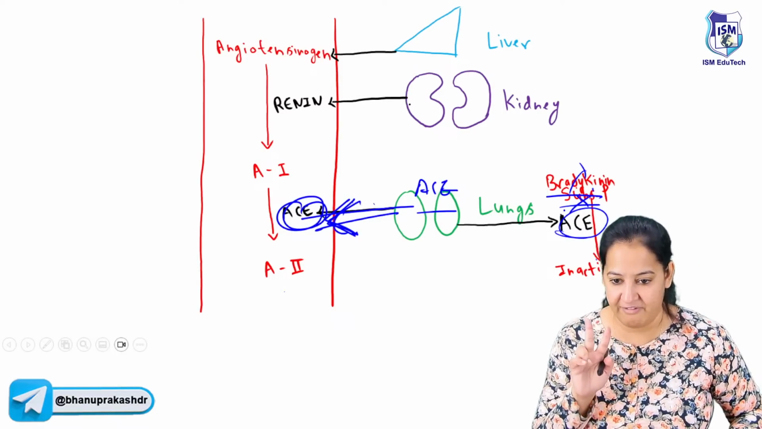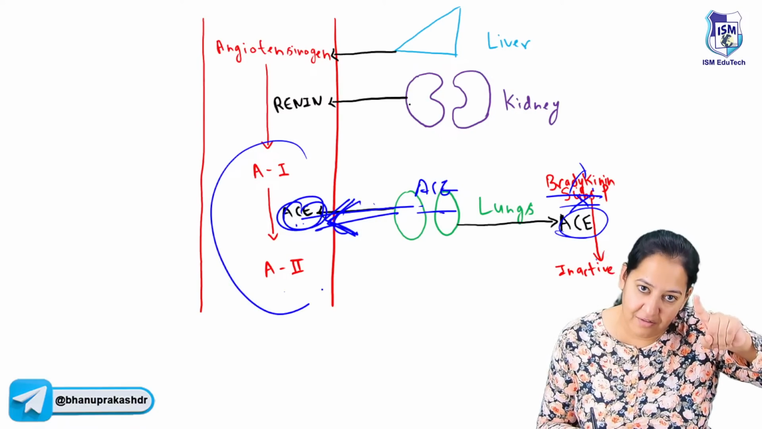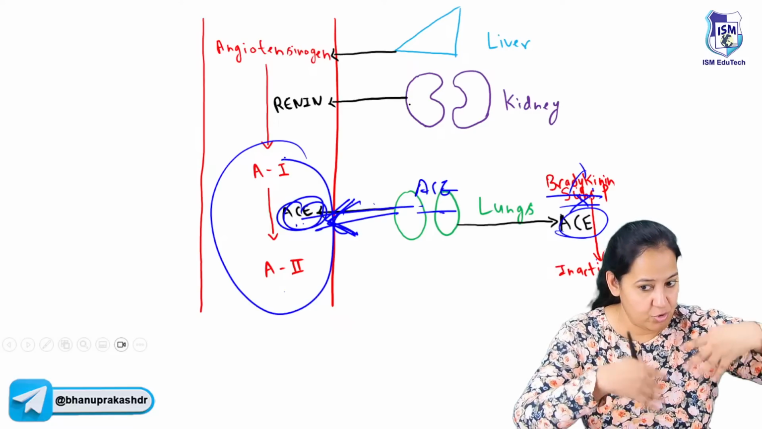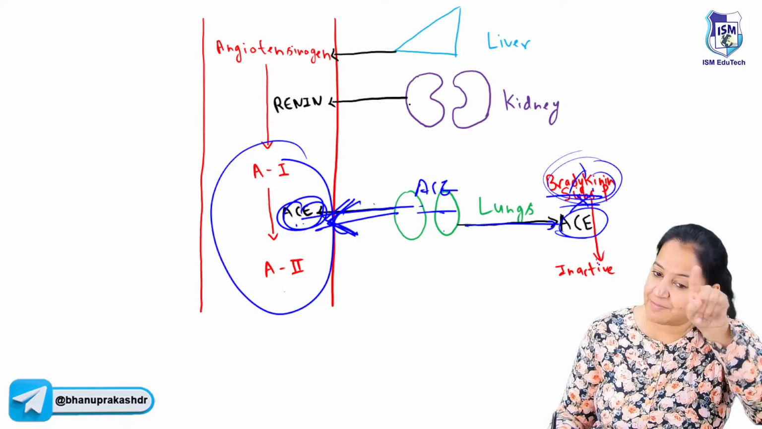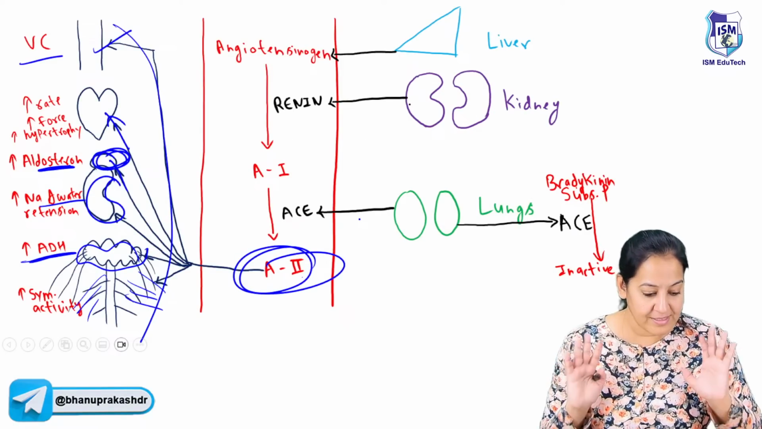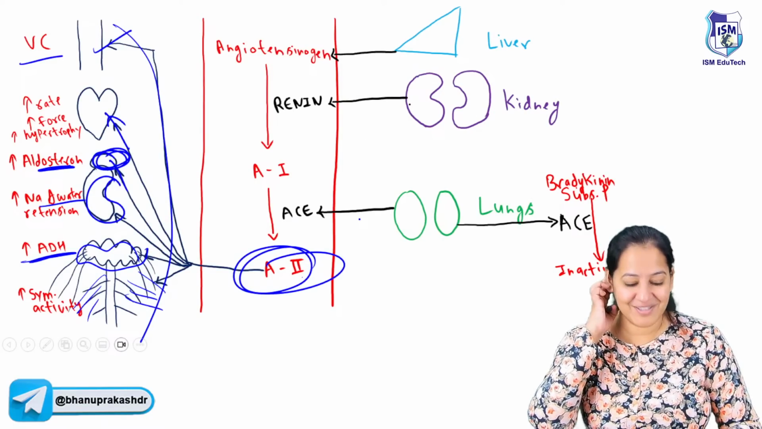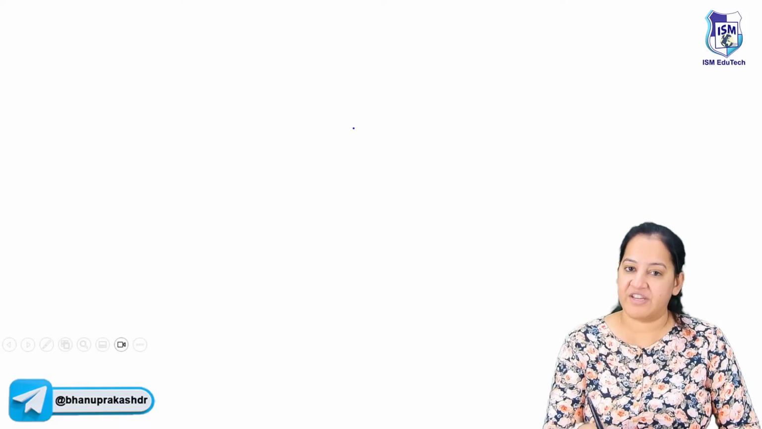So ACE has two functions. In the blood, it converts angiotensin 1 to 2 whenever BP falls, to restore the BP again. But in the lung, it converts bradykinin and substance P into inactive products. So these are the two functions of ACE. Say yes if you got this. Now let me tell you about the mechanism of action of ACE inhibitors.